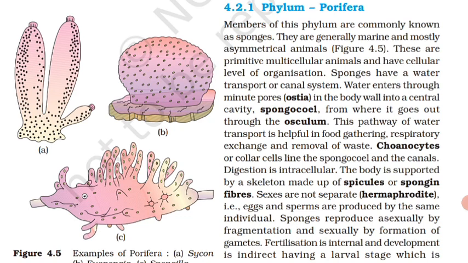Examples of Porifera are Sycon, Spongilla and Euspongia. Sycon is known as Scypha. Spongilla is a freshwater sponge and Euspongia is a bath sponge.